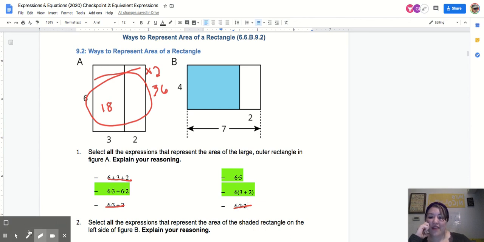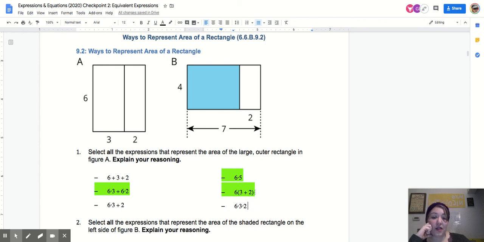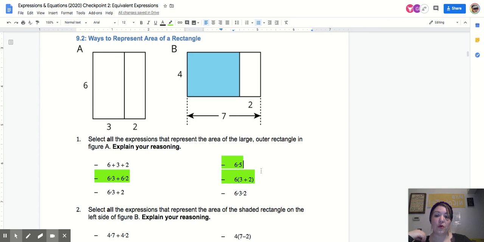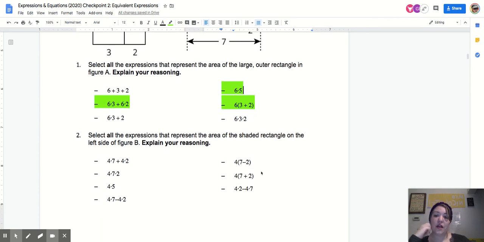Let me clear that for you, and we'll go to the next one. 6 times 3 plus 2 is equivalent to 6 times 3 on its own, then 6 times 2. We can also add the 3 and 2 first, and we get 6 times 5. Those are all equivalent. We're going to use the same process for this next one.